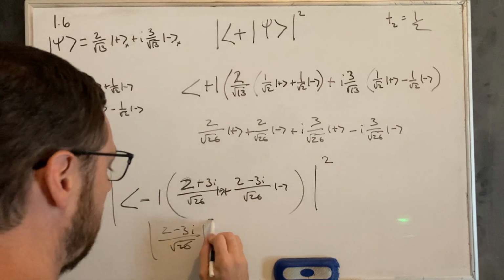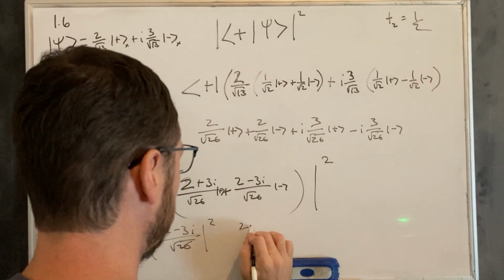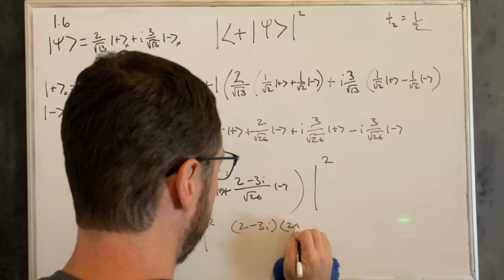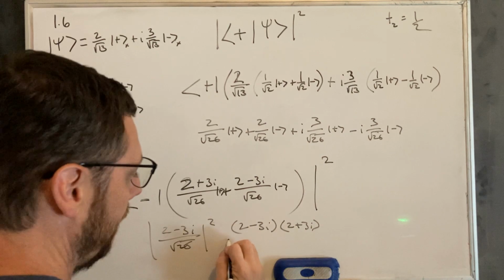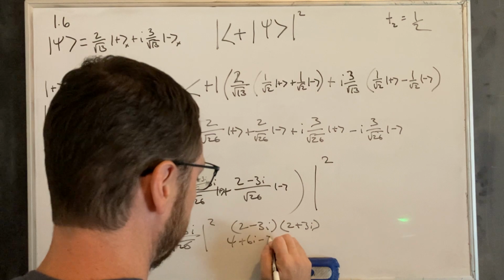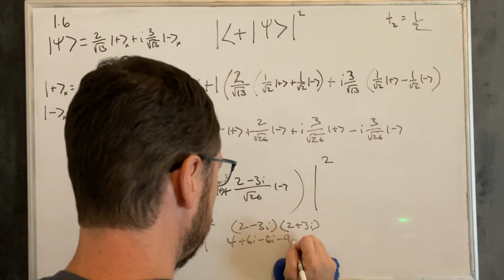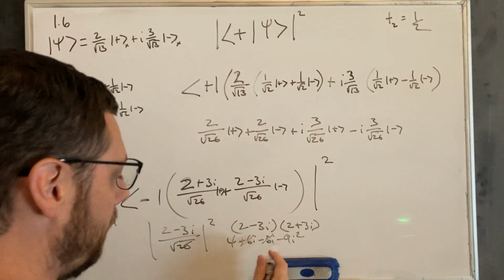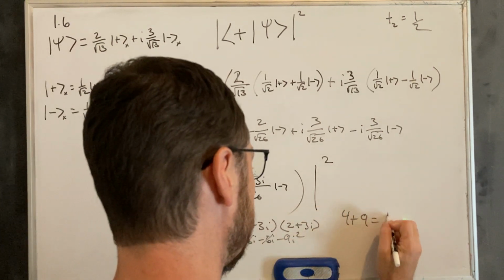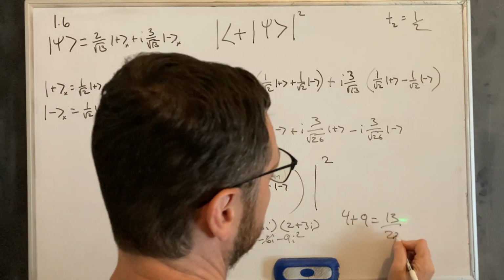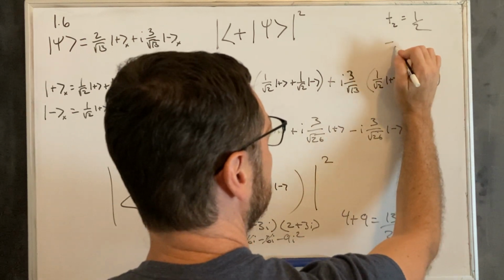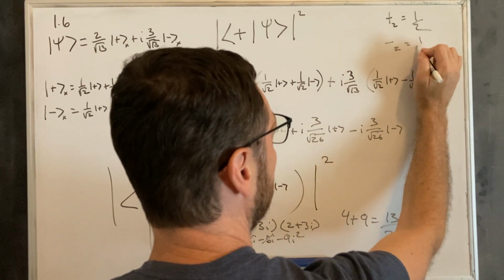And we're going to square that. Square the numerator, so that's going to be 2 minus 3i times the complex conjugate, 2 plus 3i. And then we have 4 plus 6i, minus 6i, minus 9i squared. Again, these cancel out. Again, that flips the sign. And again, we have 4 plus 9 equals 13 over 26. And again, we have 1/2. So minus in the z direction is also equal to 1/2.